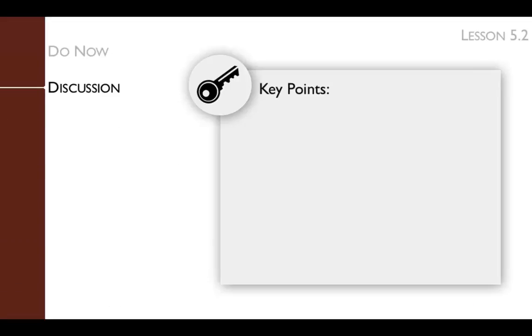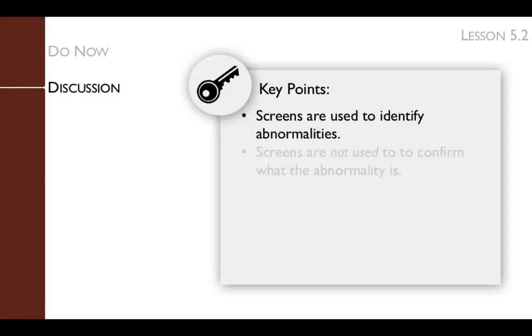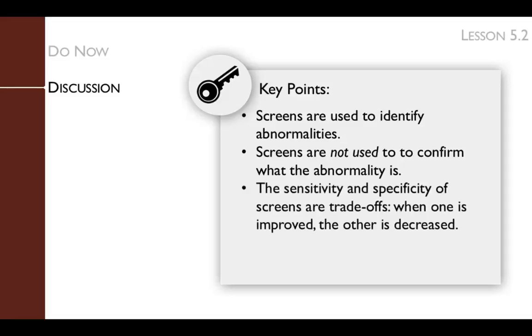The key points of the discussion are that screens are used to identify abnormalities, and screens are not used to confirm what the abnormality is. The sensitivity and specificity of screens are trade-offs. When one is improved, the other is decreased. False positive results can lead to overdiagnosis.